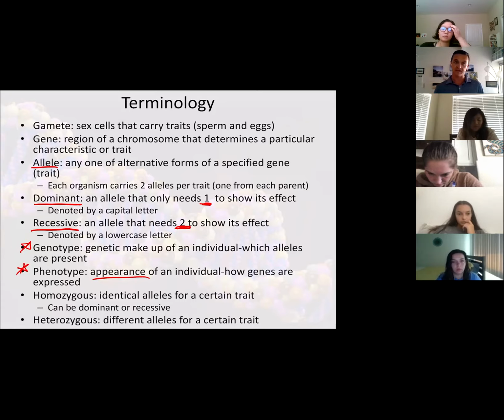And then the phenotype is how it actually appears, how it shows up, what the trait actually looks like in the person. Okay, homozygous is going to mean that the person has identical alleles for a certain trait. It could be either homozygous dominant, meaning both of them are dominant, or homozygous recessive, meaning both of them are recessive. And then heterozygous is just the opposite, where we've got one dominant, one recessive for a certain trait. So we'll look at some different examples of those here in a sec.